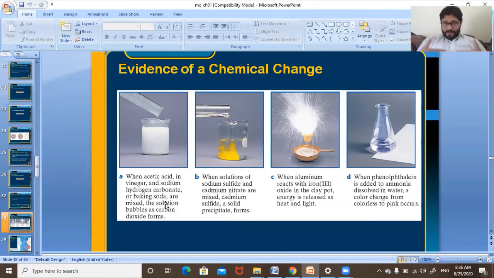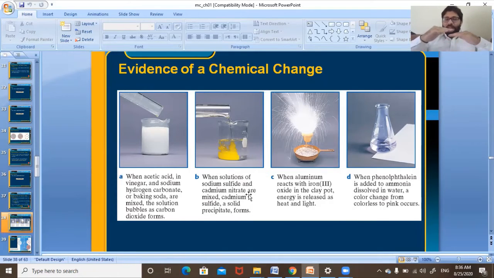So we can predict that a chemical reaction is going on. The first method, in order to understand that a chemical reaction is going to take place, is the formation of bubbles. The second method is that a precipitate is formed. Now look, when a solution of sodium sulfite, Na2SO3, reacts with cadmium nitrate, what will happen? Cadmium sulfite is formed. Cadmium sulfite is yellow in color and it is a precipitate.